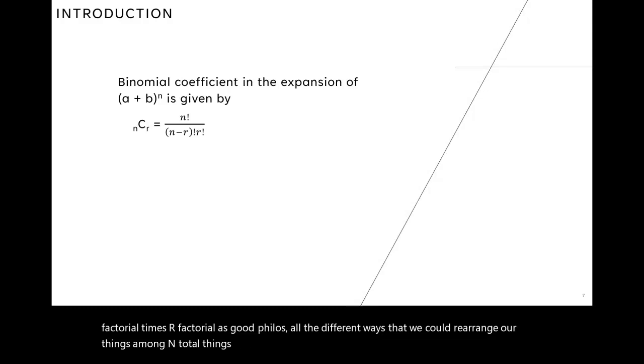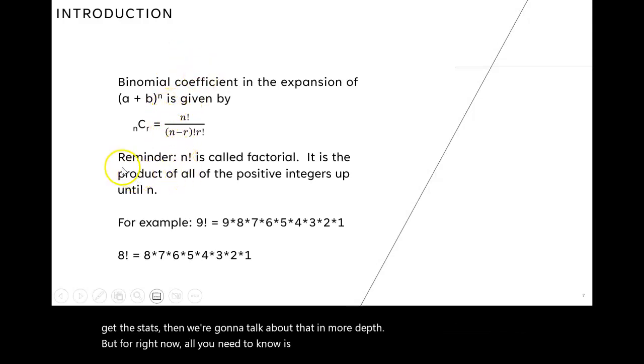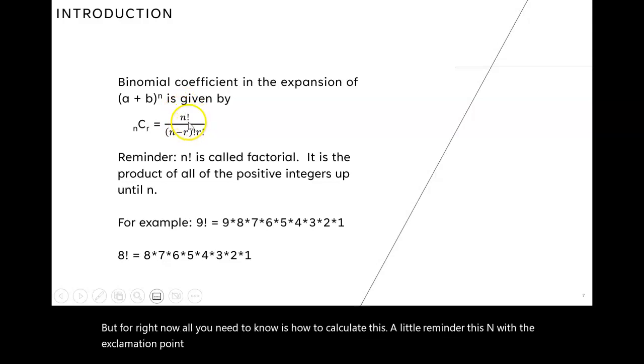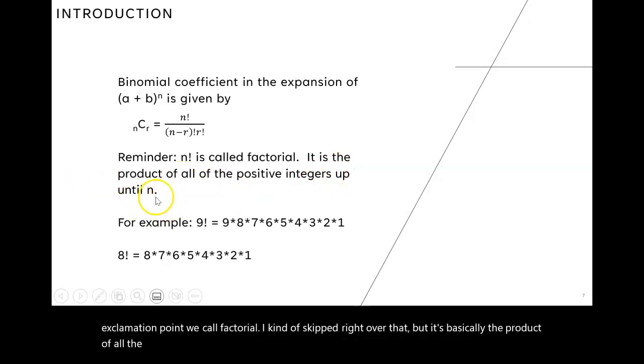Now, you don't need to know that when we get to stats. If you get to stats, then we're going to talk about that in more depth. But for right now, all you need to know is how to calculate this. And a little reminder, this n with an exclamation point we call factorial. I kind of skipped right over that, but it's basically the product of all the positive integers up until n.